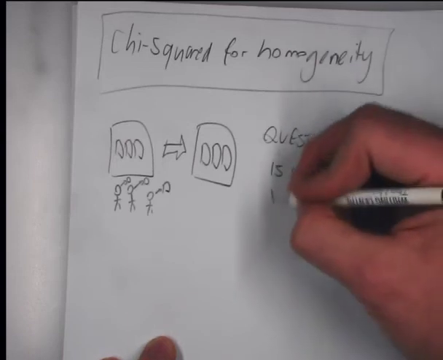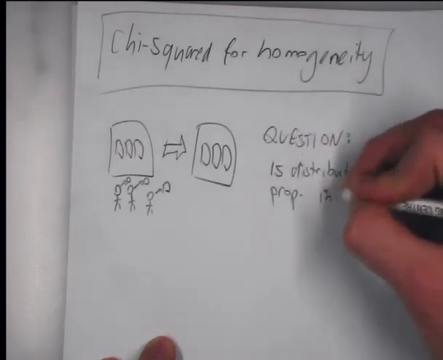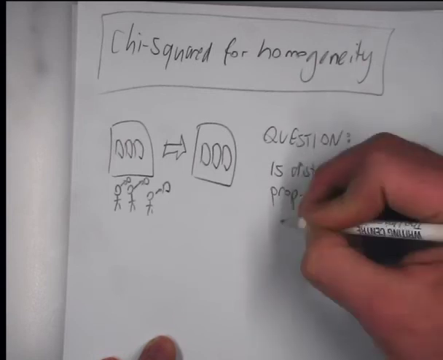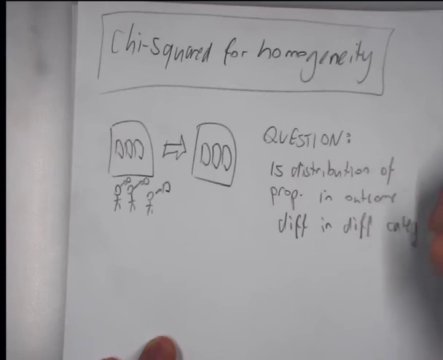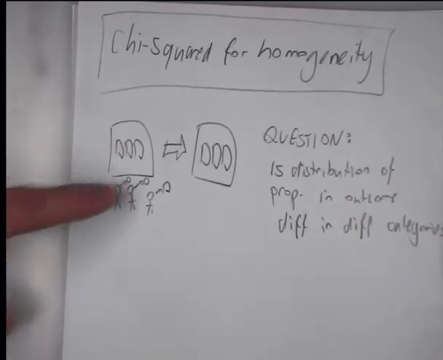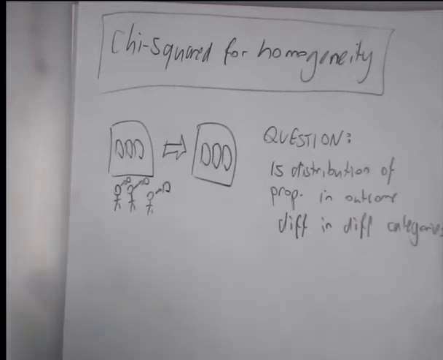Is the distribution of the proportions in outcome different in different categories? Okay, so it's the same question really, because if this variable doesn't affect that variable, then it doesn't matter what the category input is. It's the output category that comes out the same every time. It doesn't matter what you put in. So it's the same question, just pitched in a slightly different way, and that's why it's called the chi-square test for homogeneity.